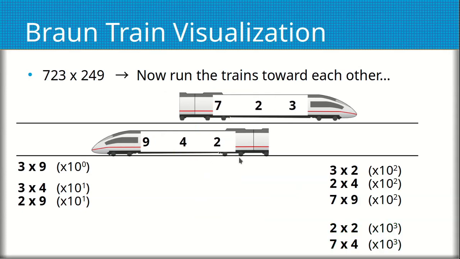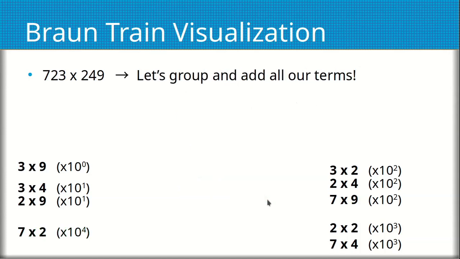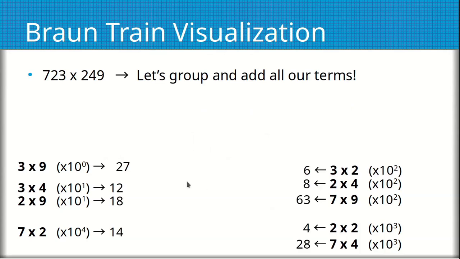And now the race continues, and the trains keep separating from each other. The last two numbers finally meet up, 7 times 2. And those are 10 to the 4 powers when you add them up when you multiply, because this is a 10 to the 2, and this is a 10 to the 2. So multiplying two 10 to the 2 numbers gives us a power of 10 to the 4. And that's the end of the multiplication. So the trains pass. Let's collect all our terms together.